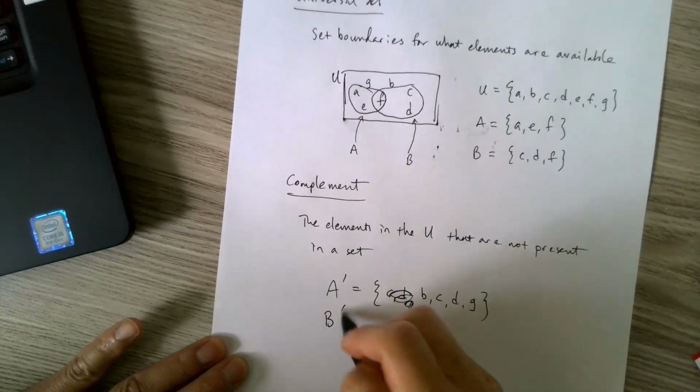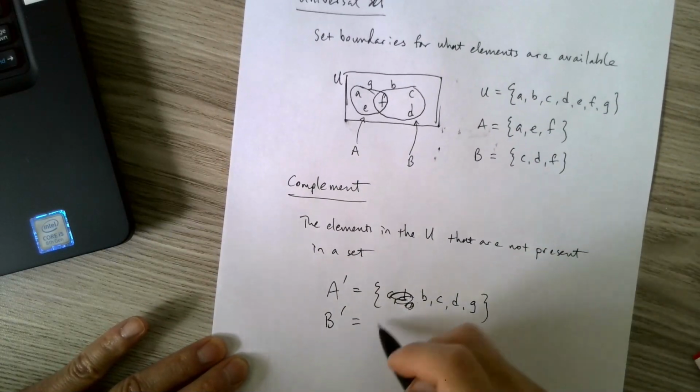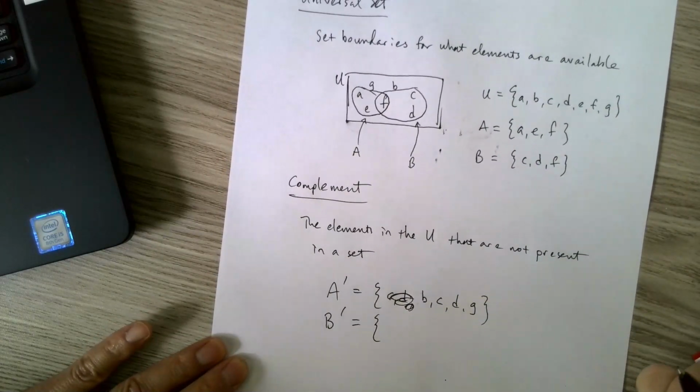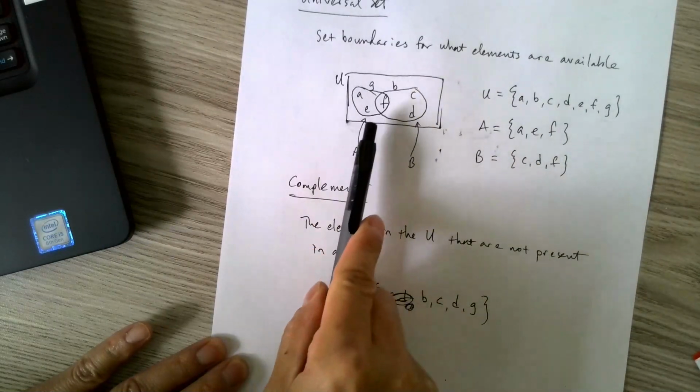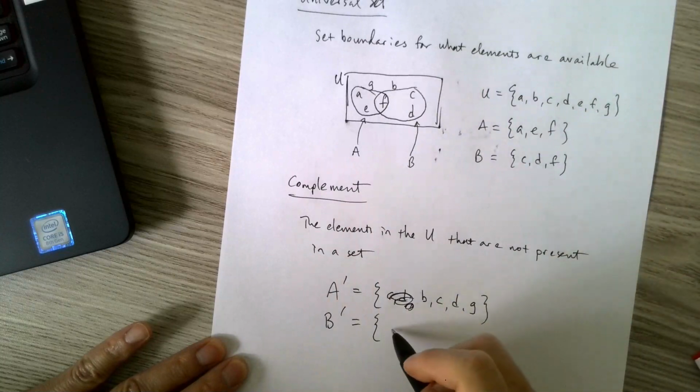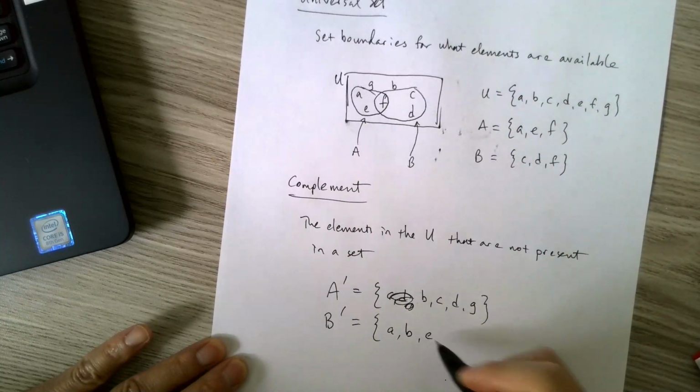What about B? The complement of B would be all the elements that are not in B, which are, in alphabetical order, A, B, E, G.